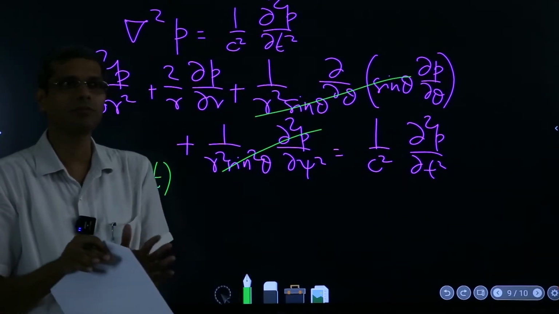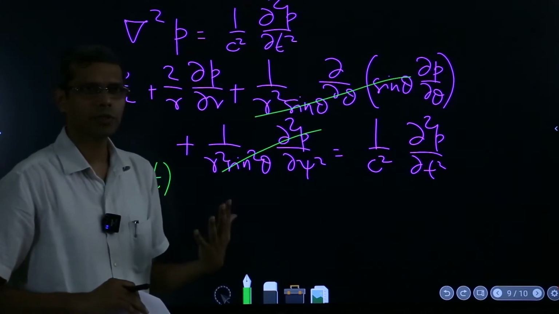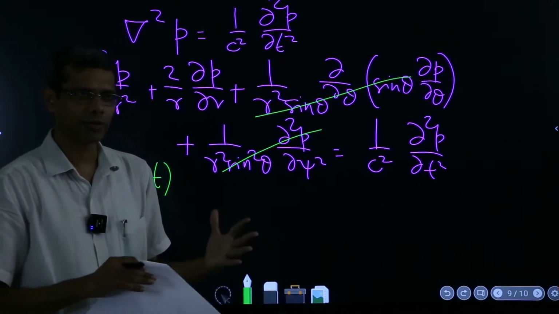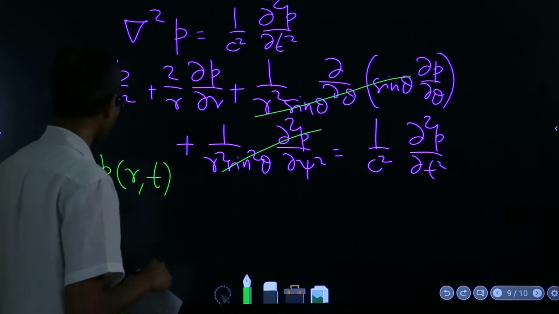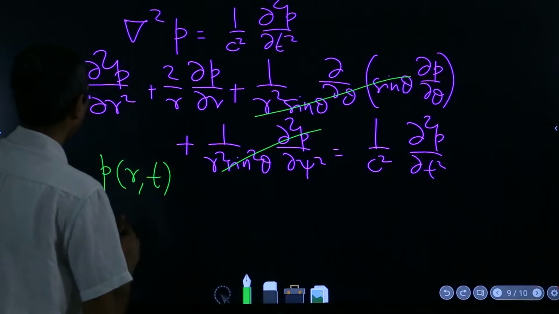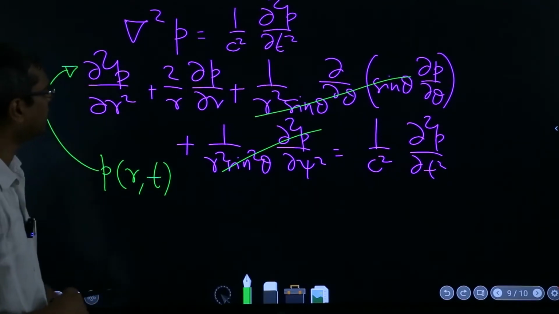So, we have come out of the plane wave situation now. Many results which we had derived for plane waves will now not be valid. So, P is a function of r and t, which will satisfy this equation.